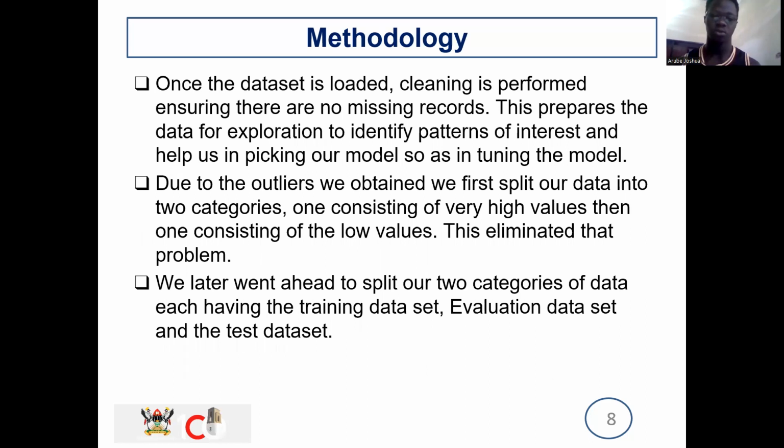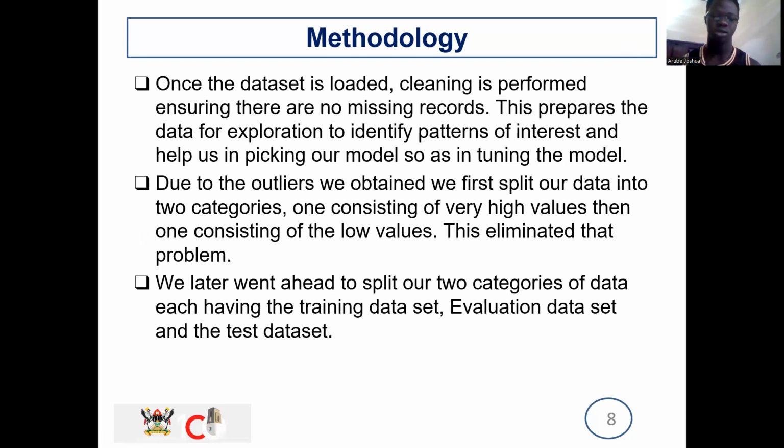First of all, we clean the dataset, ensuring there are no missing values or records. Then after that, we do exploration and obtain patterns of interest and any pattern available in the dataset.